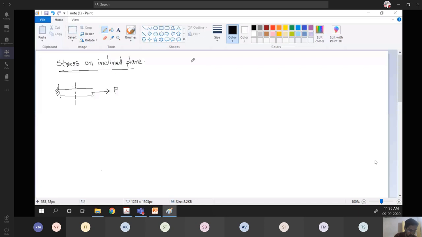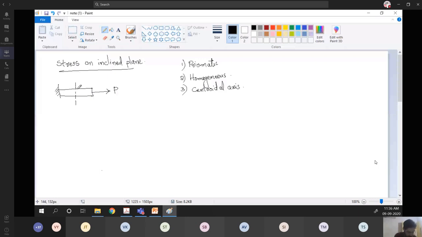The bar is prismatic, the material is homogeneous, and the third one is the axial load is acting through the centroid. And at the same time, we made another assumption that the cross section or the plane which we are considering is exactly perpendicular to the load which we are applying.